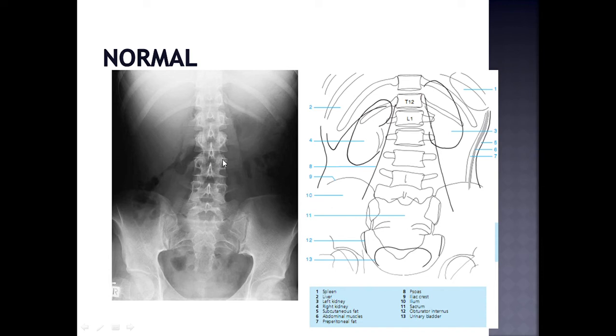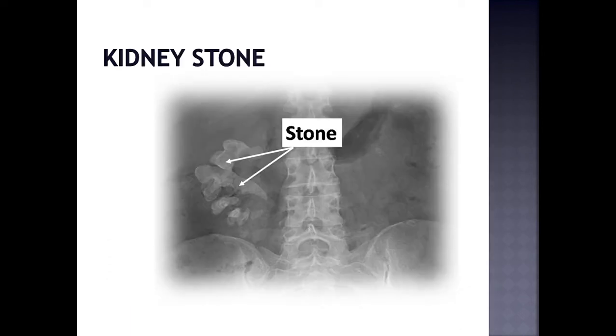And these are the bones: the lumbar vertebrae, the sacrum, the ilium, iliac crest, the pelvic brim, and here we find the bladder. So, the right kidney, the left kidney, the urinary bladder. This is how we will see kidney stones. This is actually a staghorn calculus in the right kidney.